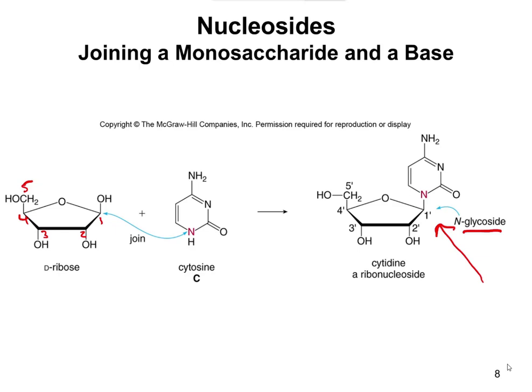Just like we would use the prefix N in naming amines or amides, we would say N-dimethyl benzamide, right? And we would say that those methyl groups would be attached to a nitrogen. In this case, it's saying that the glycoside, the sugar, is attached to the nitrogen, right? So cytidine would be this one here.